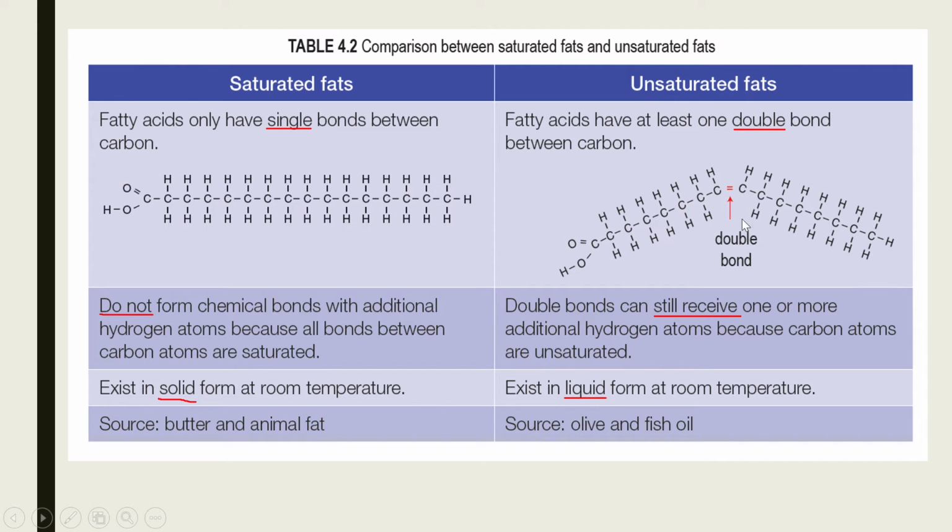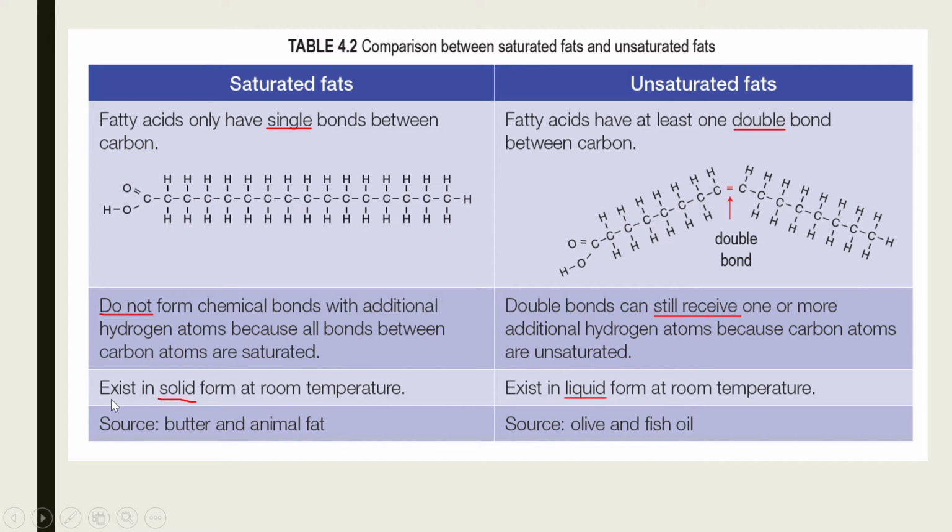Since they are unsaturated, this double bond is still able to receive one or more additional hydrogen atoms, because they are not saturated. Unlike saturated fats, which have no empty places available, so they do not form chemical bonds with additional hydrogen atoms. In other words, all the bonds between the carbon atoms are saturated.